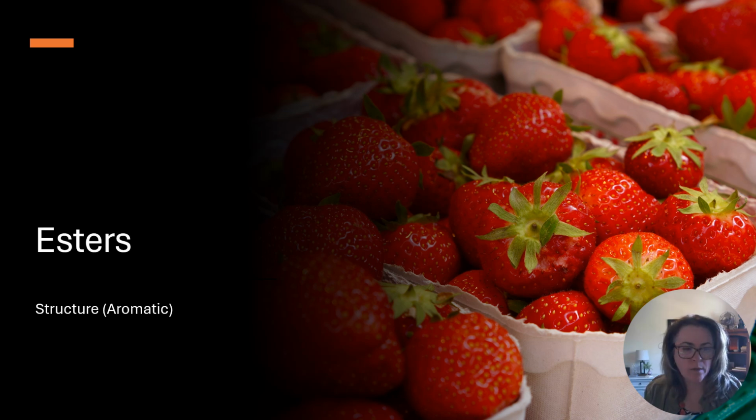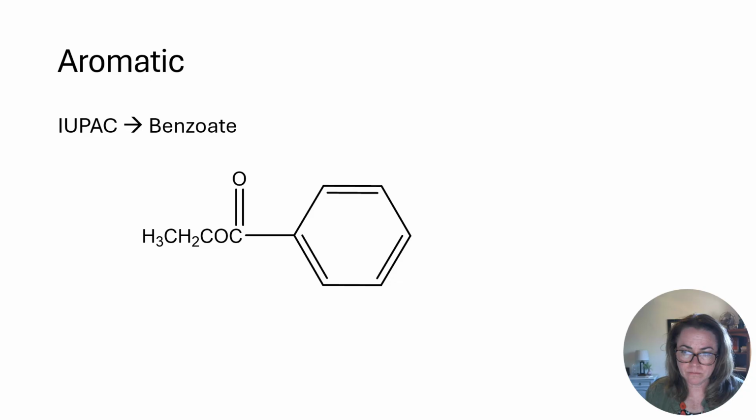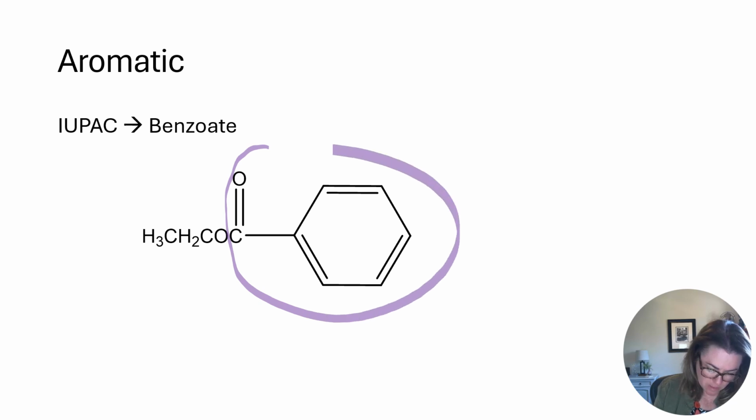All right, so now we are going to be focusing on naming esters, but this time we'll be doing aromatic esters. Okay, so remembering that our parent comes from the alcohol, our parent comes from the carboxylic acid. So if our carboxylic acid, let's take a look here, our carboxylic acid contains a benzene ring. So the parent here then is going to be benzoate.